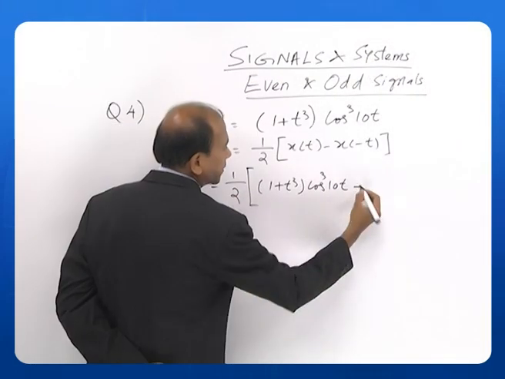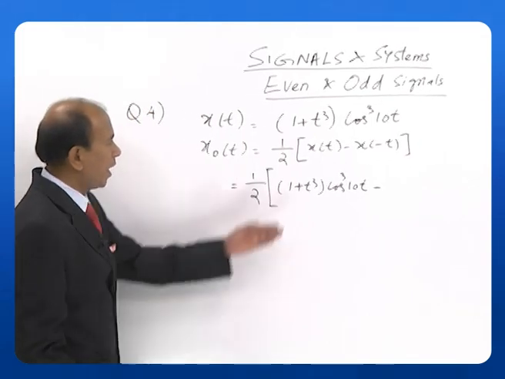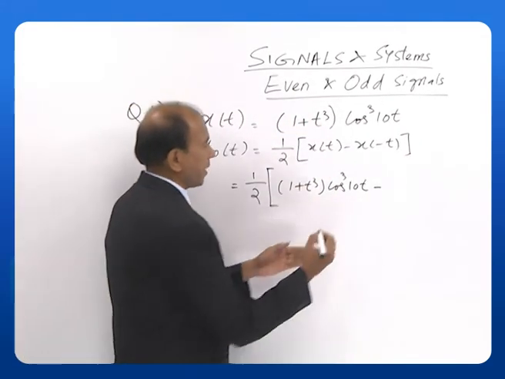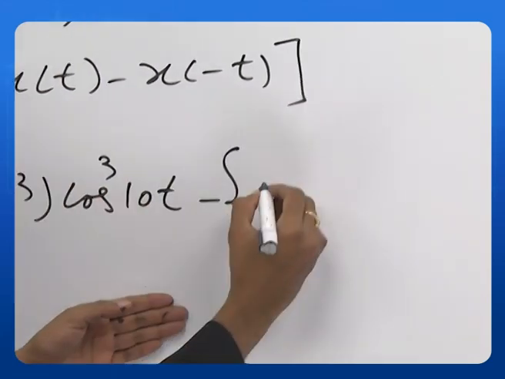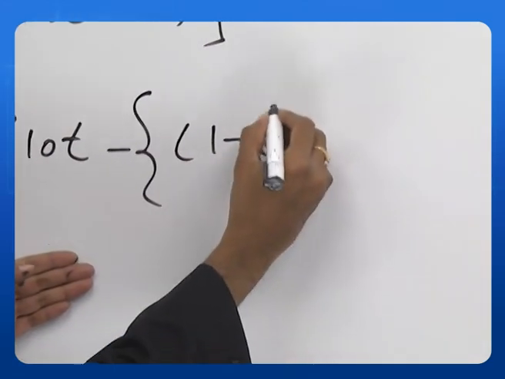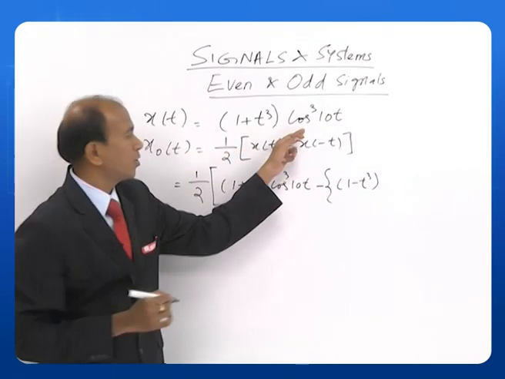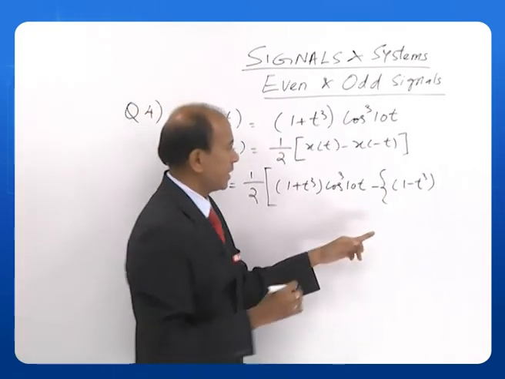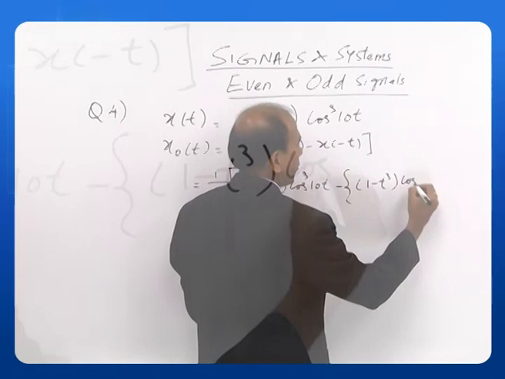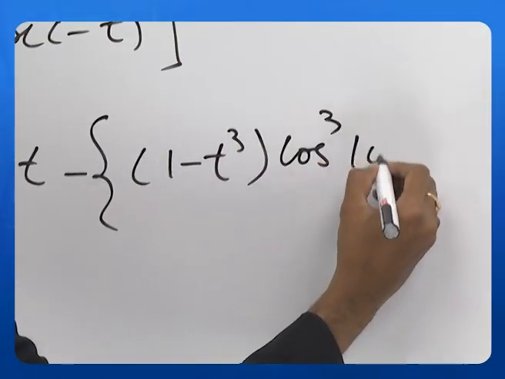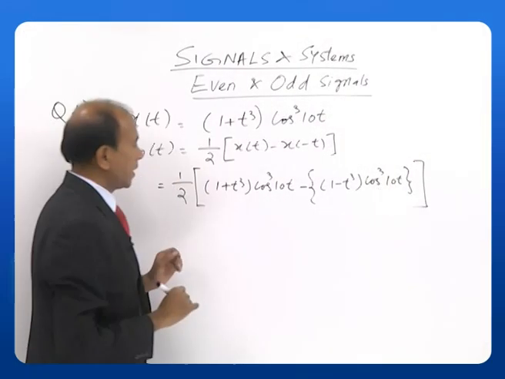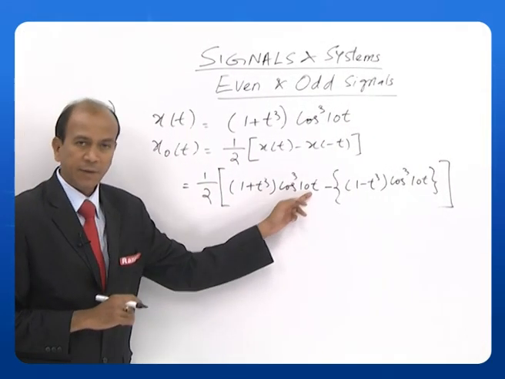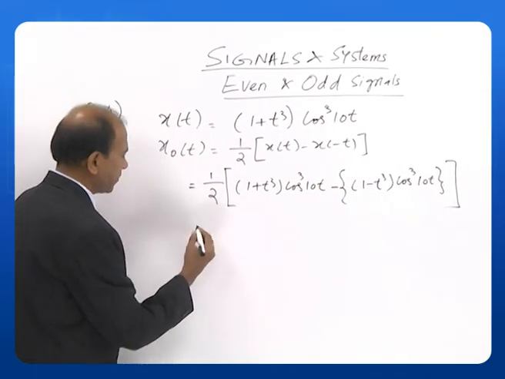Then minus, we have to calculate for this. So, this will become now, I will put a flower bracket here. This will become 1 minus t cube and then cos cube 10 of t, minus, isn't it. So, this will be cos cube of 10t. Now, this is negative here, so we will open this bracket.